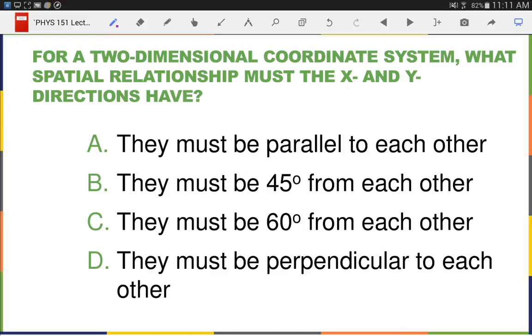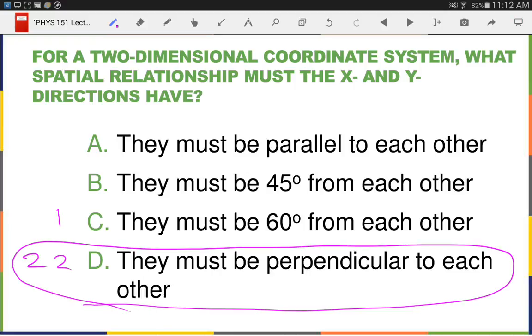Okay, we got 23 answers. 22 said they must be perpendicular to each other, and one person, I'm going to assume, is mocking me. The correct answer is that they have to be perpendicular to each other. If they're perpendicular to each other, that means that we can use the definitions of sine, cosine, and tangent that you're used to. Things like sine is opposite over hypotenuse. That's not true if it's not a right triangle. But if we have our components perpendicular to each other, our components will form a right triangle. And we can use that.